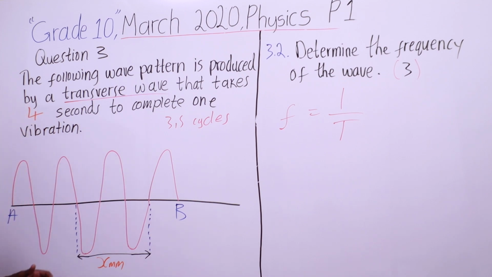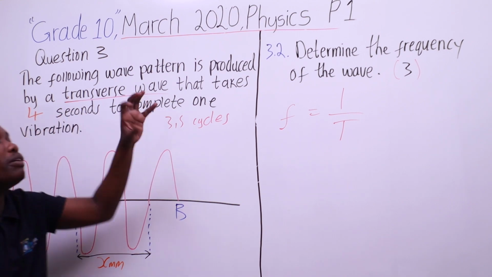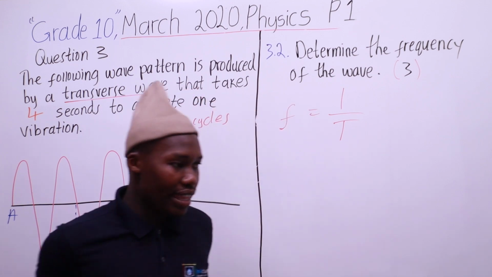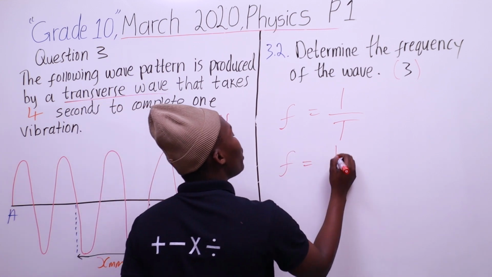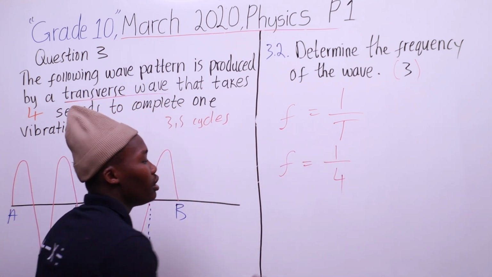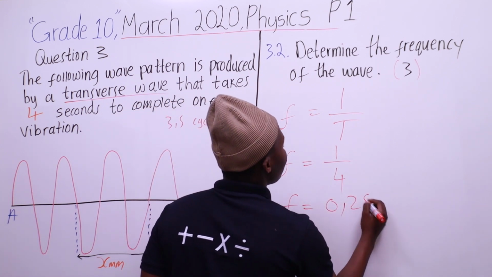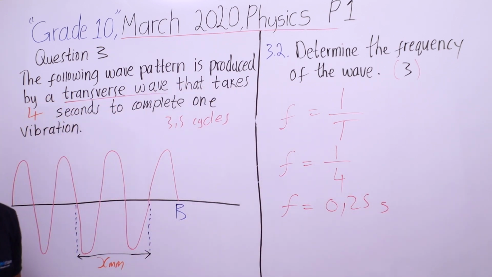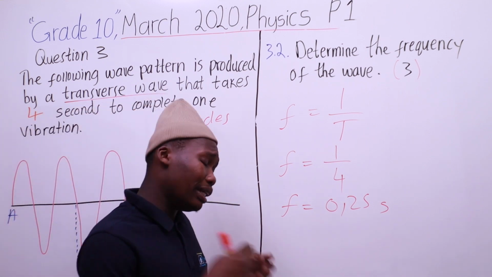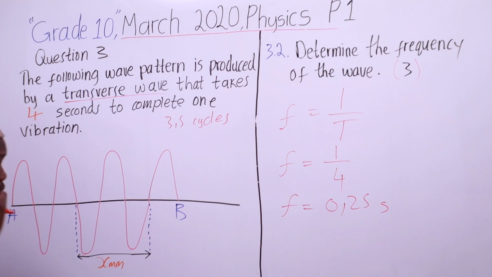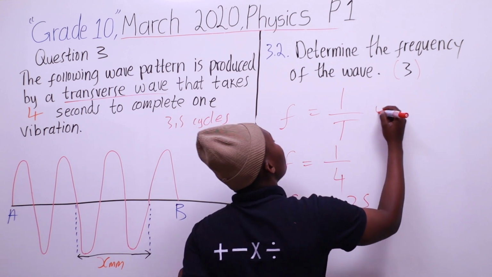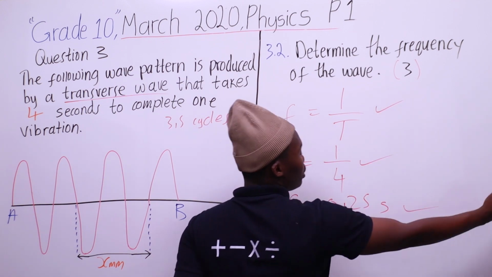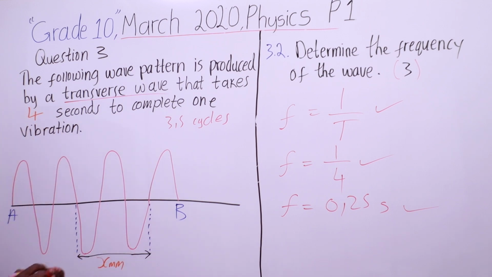But remember, what is your T? 4 seconds. It takes 4 seconds to complete one vibration, which means for one wavelength it is 4 seconds. So that's the period. So F is equal to 1 all over 4. So now F is equal to 0,25 hertz. 1 over 4, but it's easy to convert to a decimal in the calculator. 0,25. So that is 3 marks just for the formula, substitution and final answer.